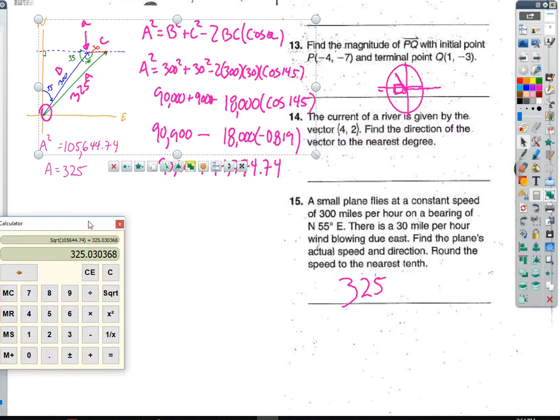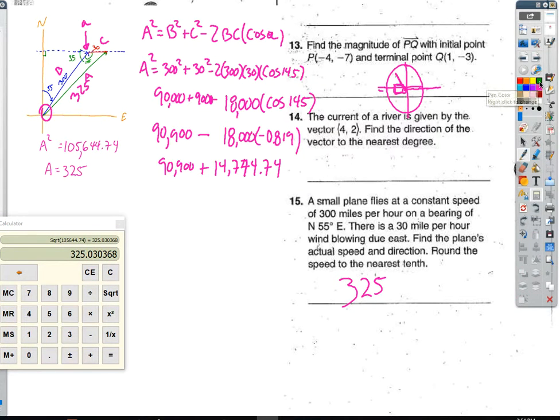Now the law of sines says that the ratio of a side length and its opposite angle are all going to be equal. So that means that the sine of, let's call it angle x, divided by the opposite side length is going to equal the sine of, well, I have this angle, so let's use that. It's the sine of 145 over this side length, 325.